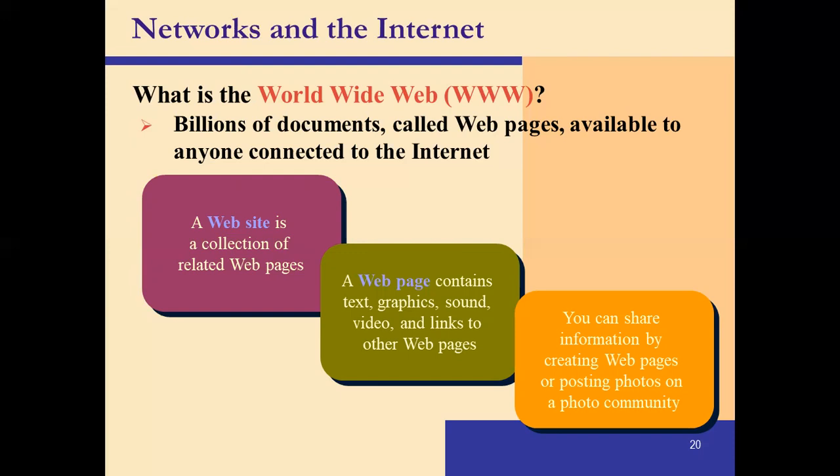A website is a collection of related web pages. Related web pages means, if I open Facebook, it does not show me the YouTube page. It shows me pages that are related to Facebook, like profile, groups, pages, my friends, and messages. It does not show me a YouTube link. A web page basically contains text, graphics, sound, video, and links to other web pages. You can have a link on a website to another web page.